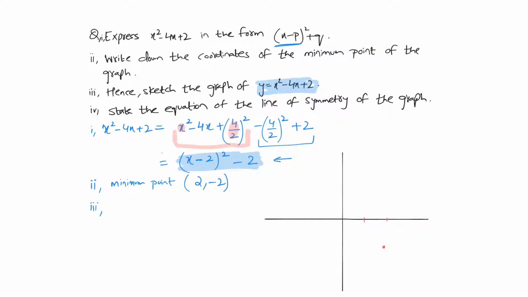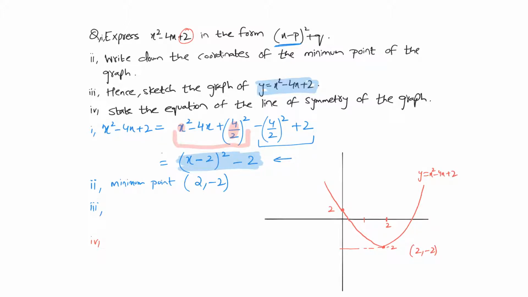Let me draw it again. Okay, this is 2 and this point here would be minus 2, so the turning point coordinates are 2 comma minus 2. The y-intercept can be found by plugging x as 0 in the equation. So if you place x as 0 in the equation, or you can directly see from here as well, the y-intercept is 2. Okay, so that's your graph of y equals x squared minus 4x plus 2.